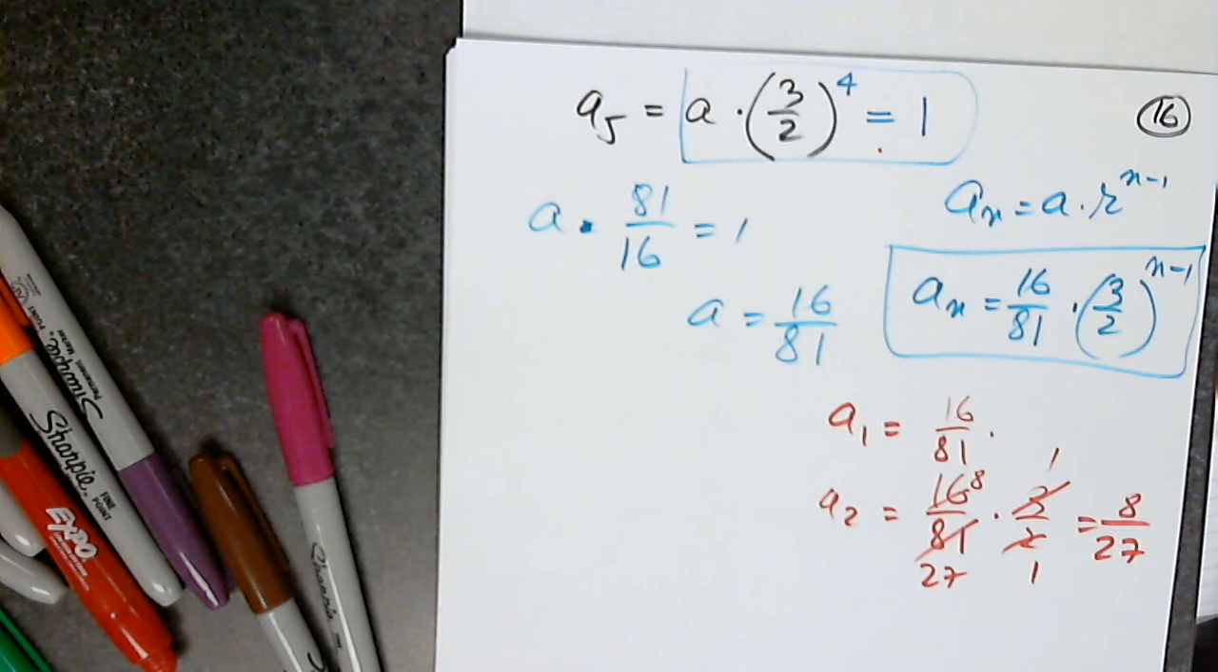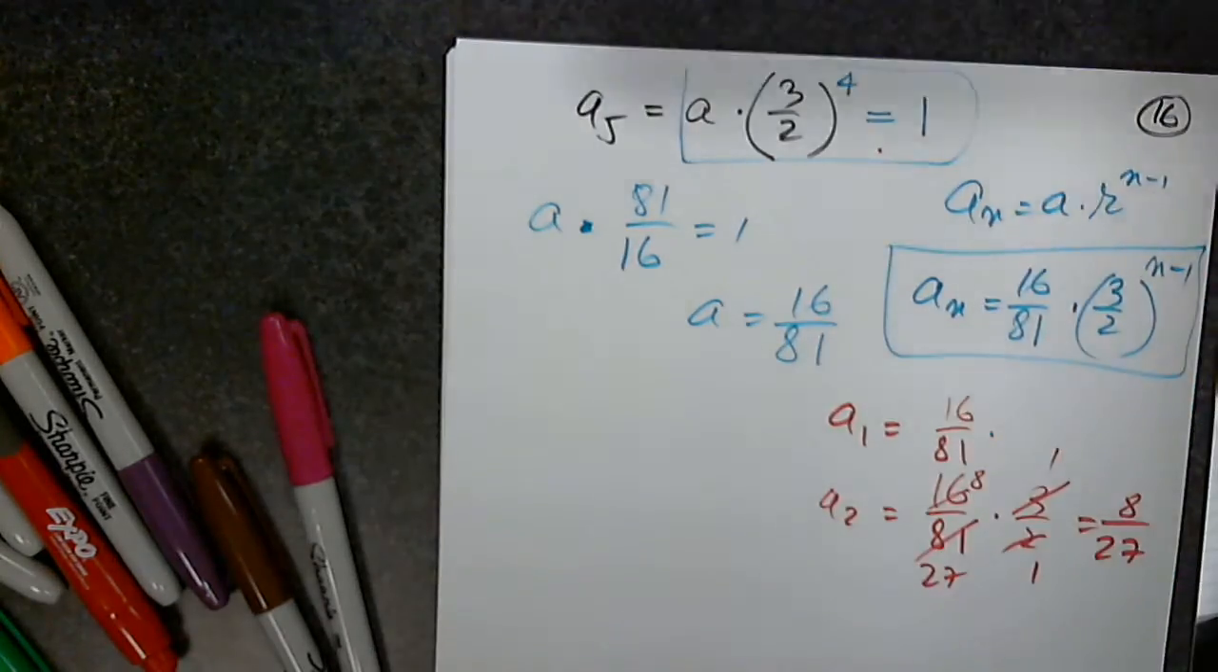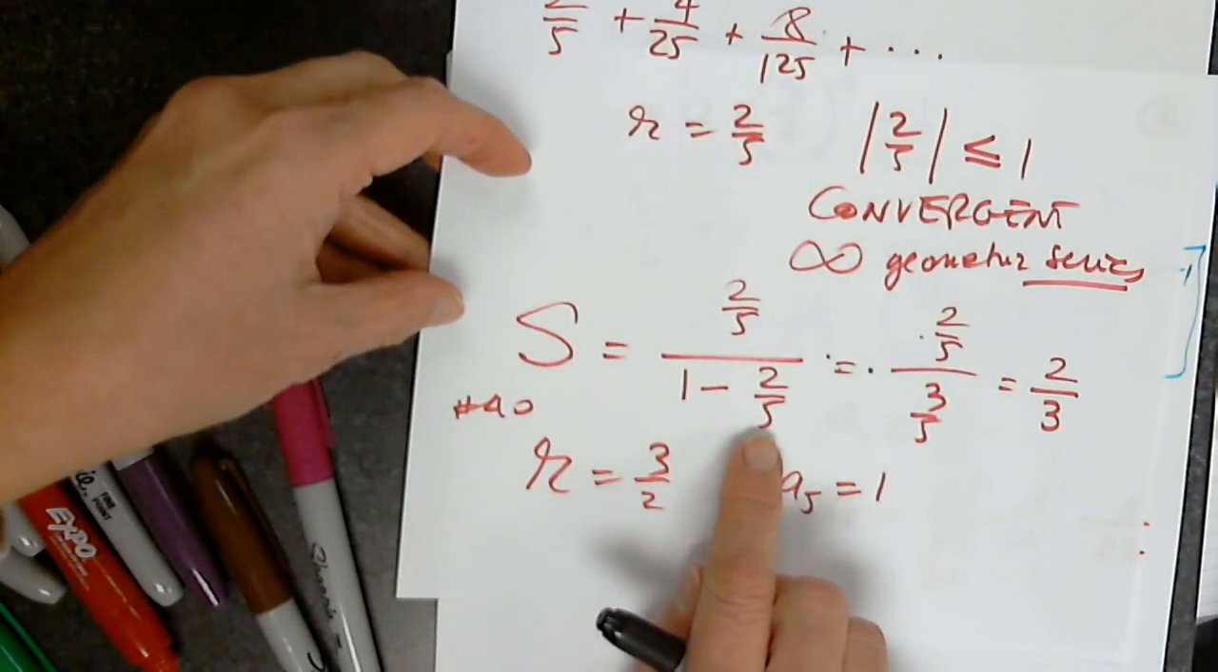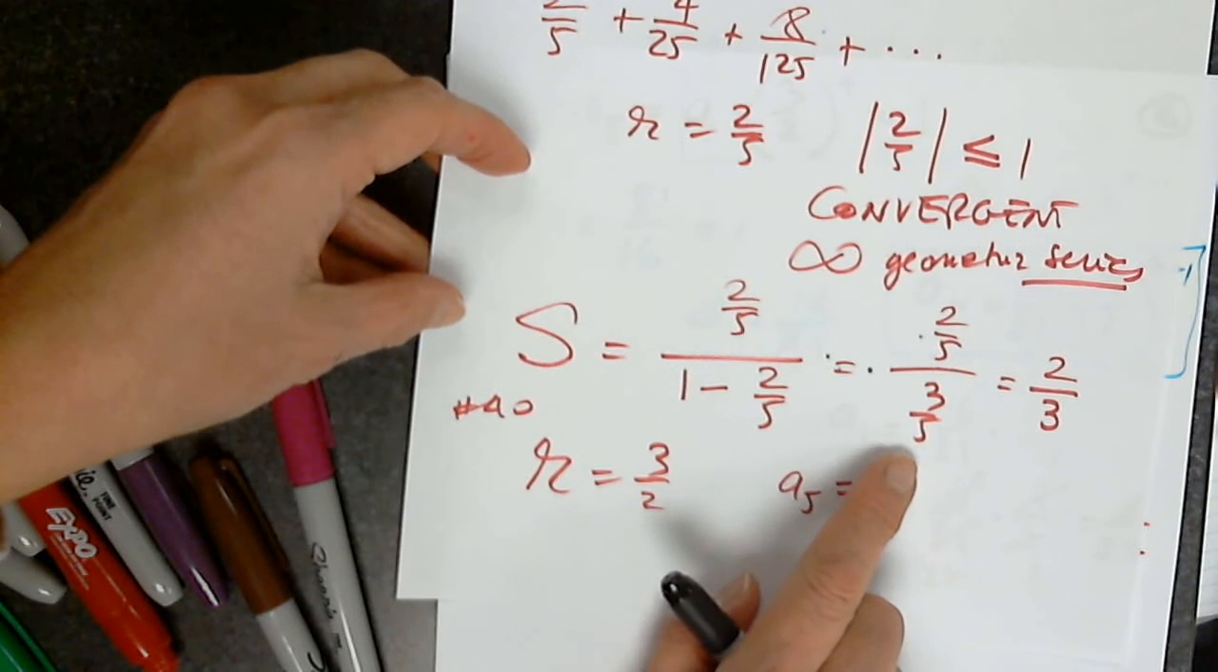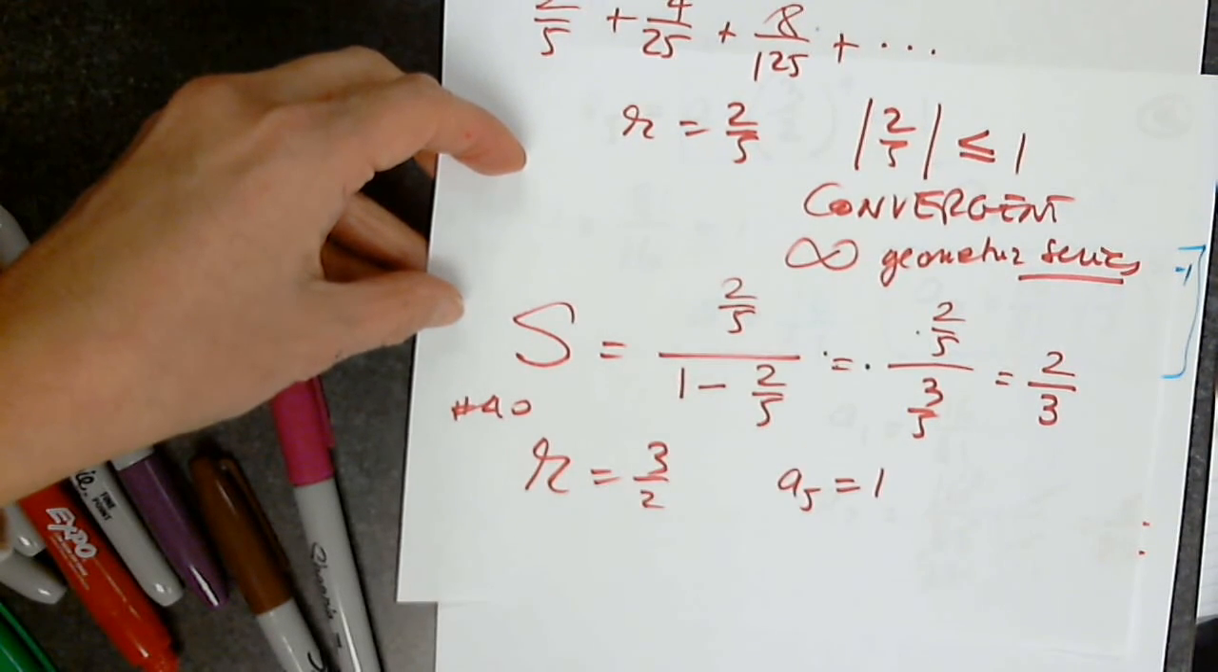Any questions? When I put number 54 into the calculator, I got a different answer. When I did 2/5 divided by 1 minus 2/5, oh, you mean here? Yeah, the last one. So this is 3/5. But did you put infinity?